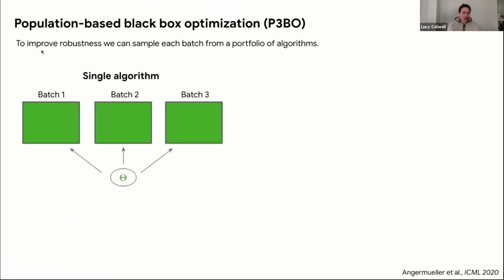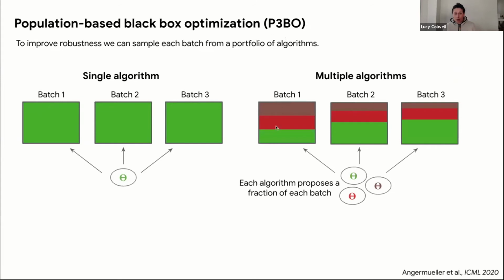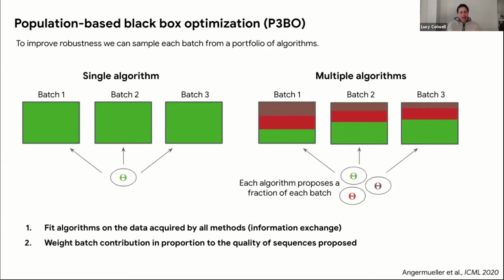And so we came up with a strategy which we call population-based black box optimization, or P3BO, which, if you say it quickly, reminds you of a character from a movie. Essentially what people have done with single algorithms is just take a single batch filled by sequences suggested by that algorithm, but instead, of course, we can combine multiple algorithms and give them each part of the batch. And in this way, we can also adjust how much of the batch they get, depending on how well they're doing over subsequent rounds.